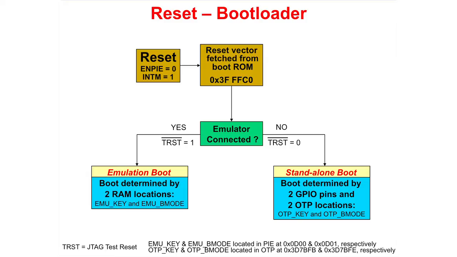If the emulator is connected, we are in emulation boot mode. The boot is determined by two RAM locations named EMU_KEY and EMU_BMODE, which are located in the PIE block. If the emulator is not connected, we are in standalone boot mode, and the boot is determined by two GPIO pins and two OTP locations named OTP_KEY and OTP_BMODE, which are located in the OTP.